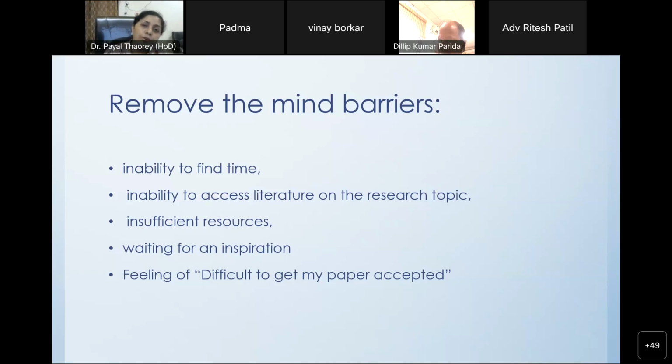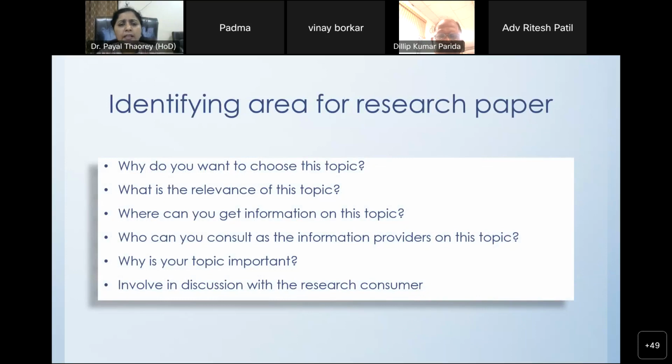Okay, so before writing a research paper, these are the mind barriers which come in every individual's mind. So just remove them. They are of no use. They are just excuses which we are giving to ourselves. So we need to go beyond that.